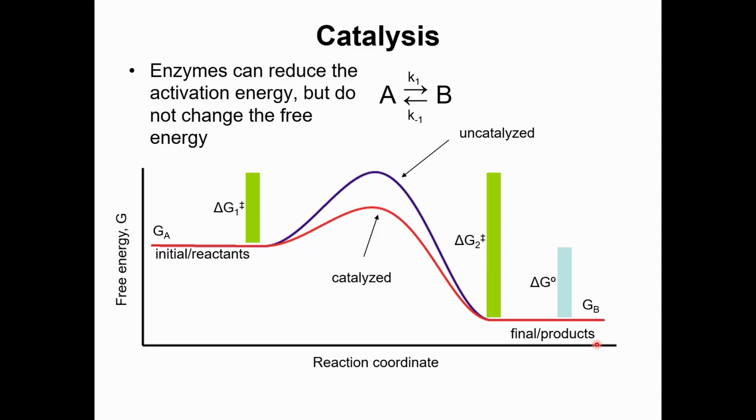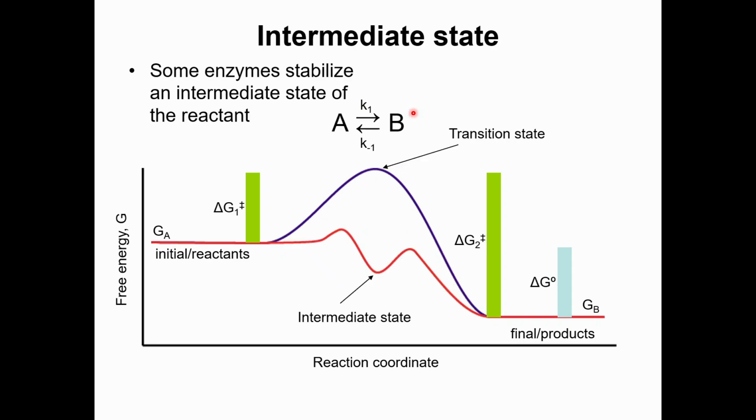So that's basically the definition of catalysis. The enzyme is acting like a catalyst, and it's lowering the activation energy so that the reaction can go forward at an appreciable, biologically relevant rate. And of course, there's a forward rate and a reverse rate. Some enzymes stabilize an intermediate state of the reactants, and some don't.